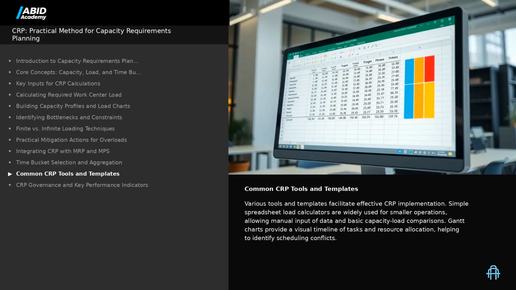Common CRP tools and templates. Various tools and templates facilitate effective CRP implementation. Simple spreadsheet load calculators are widely used for smaller operations, allowing manual input of data and basic capacity load comparisons. Gantt charts provide a visual timeline of tasks and resource allocation, helping to identify scheduling conflicts.